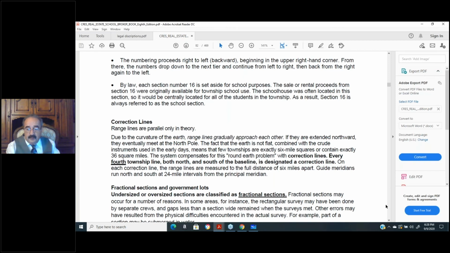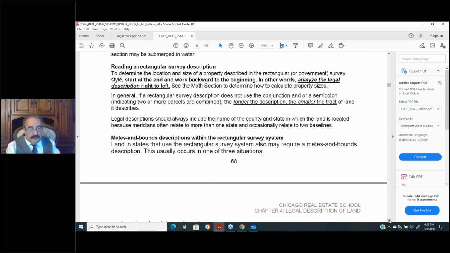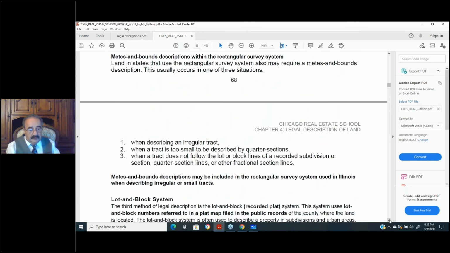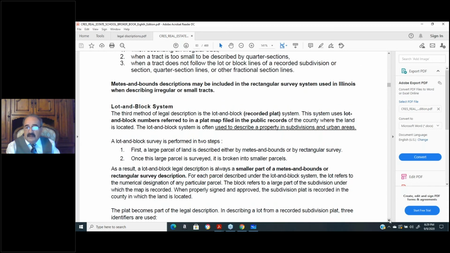Now, let's go on. We already did the reading of it. We did metes and bounds. Now we're going to talk about the lot and block system. I want you to highlight, put an X where it says lot and block system. Now, the third method used in the state of Illinois and the United States is called the lot and block system, or recorded plat map system.